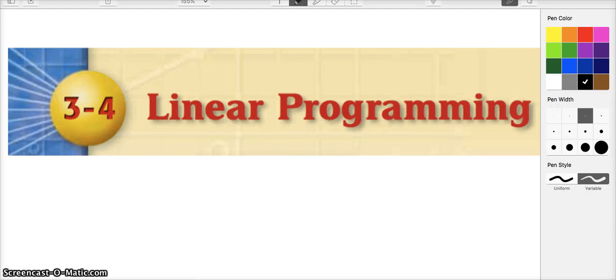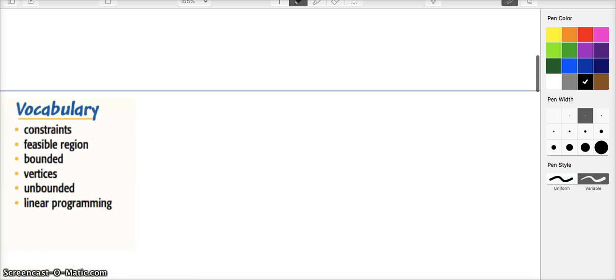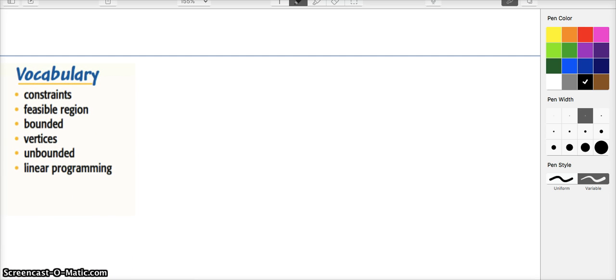Hey guys, here we are in section 3.4, and what we're looking at is linear programming. Today we have a few vocabulary words, and these all will refer to the idea of graphing inequalities on a pair of axes. So I'm just going to draw this really quickly, kind of what we've been working on before.